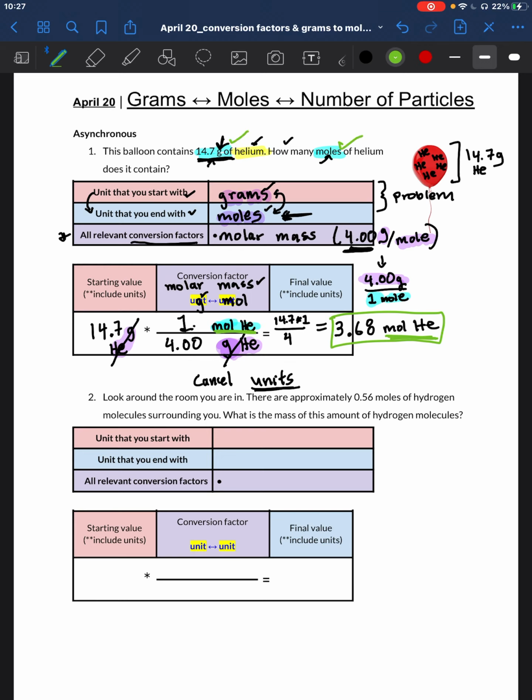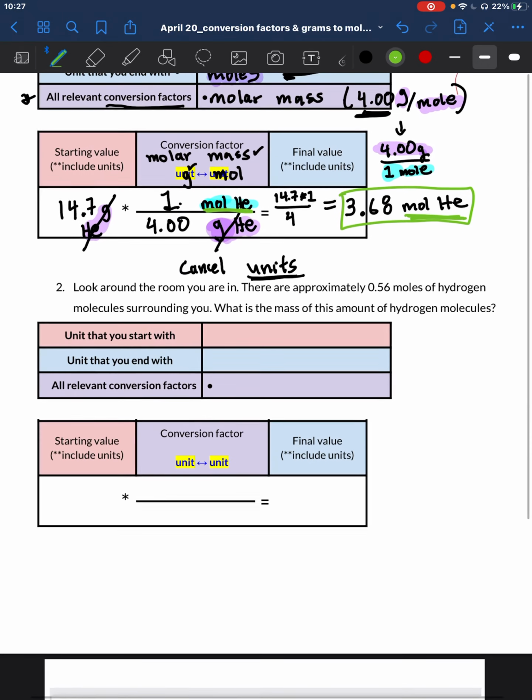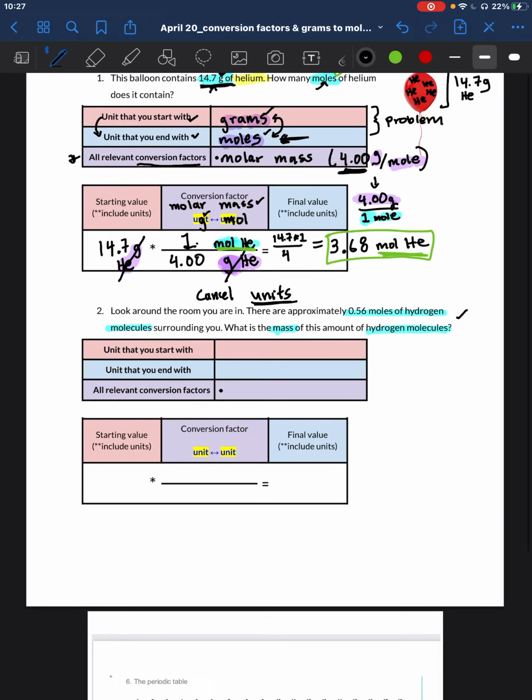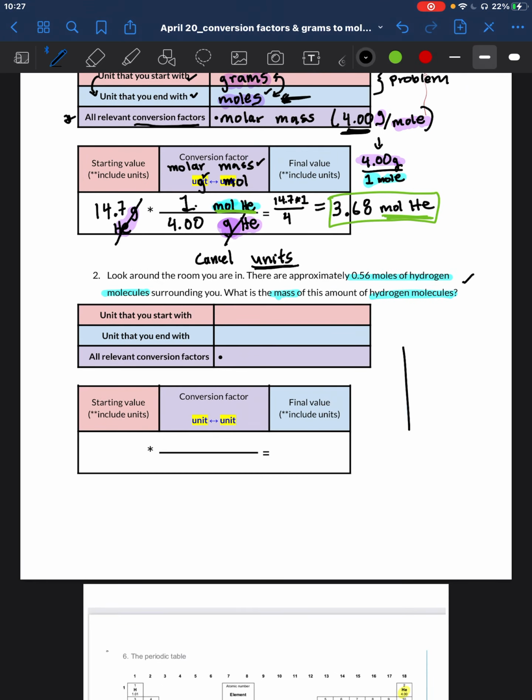Let's go ahead and do number 2. Look around the room you are in. There are approximately 0.56 moles of hydrogen molecules surrounding you. What is the mass of this amount of hydrogen molecules? All right, so step 1, I've read. Step 2, I'm going to draw myself a little picture. This time they didn't give me a picture, but I'm going to draw one.